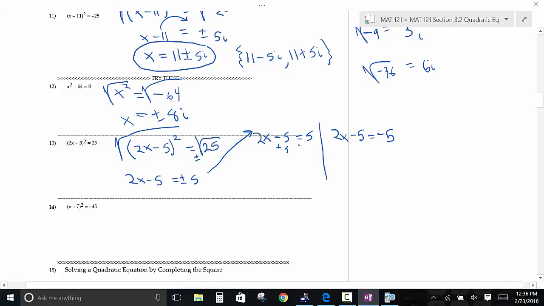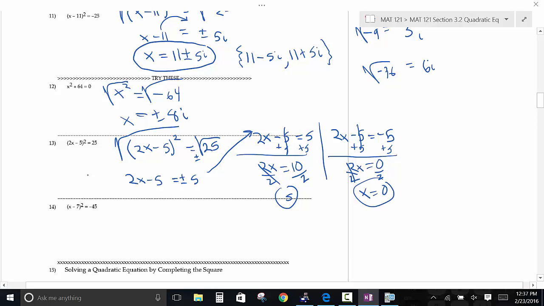This one you could add 5 to both sides, so that's going to give 2x equals 10. So what answer does that give? 5. So I think I saw a lot of you getting x equals 5. And then this one, you add 5 to both sides, you would end up getting 2x equals 0. So what answer does that give? That gives 0. So if you divide both sides by 2, you're going to get x equals 0. Okay, so the two answers to this problem would be 0 and 5, like that.